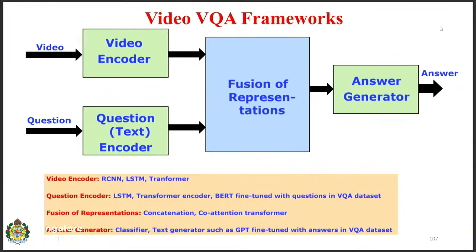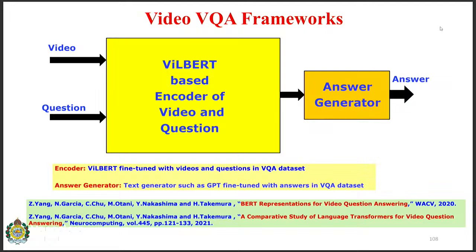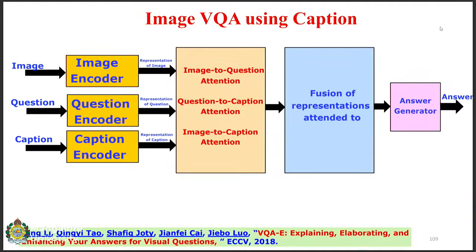Okay, whatever we talked about for the images, one can also do for video. Again, we need some representation of the video, and we have the representation of the text. Then we combine them and then generate the answers. Again, there are a number of papers on that, and there is also interesting work where I take the output of a captioning system and make use of the caption also to generate the answers. This is what is called caption guided visual question answering.